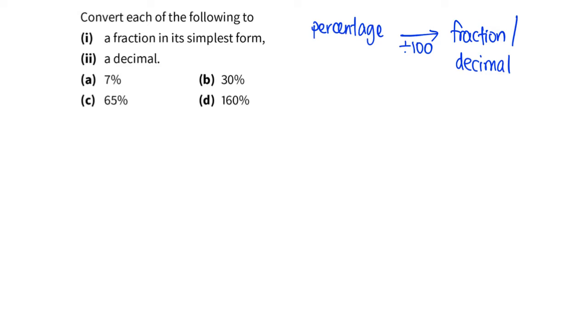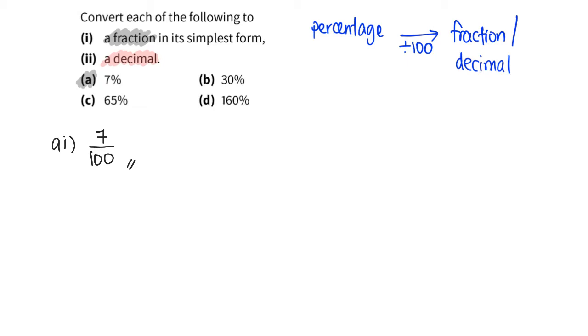Alright, so this is how we are going to do it now. For A part 1, for each question I will need to convert to either a fraction or a decimal, so I have to do it 2 times. For part A, part 1, to convert this into a fraction, I will have to divide by 100. And if I use the calculator, this will be the simplest form.